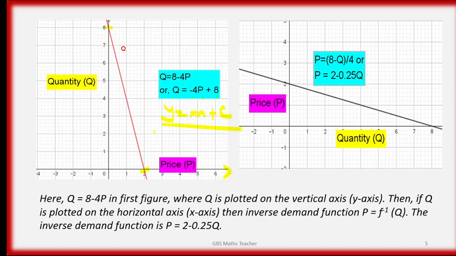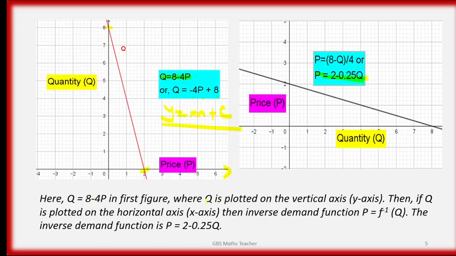And the same function can be expressed in this way: price on the vertical axis, quantity on the horizontal axis. P equals 8 minus q divided by 4, or p equals 2 minus 0.25q. This is expressed in terms of price, and this is in terms of quantity. So here q equals 8 minus 4p is the first figure.